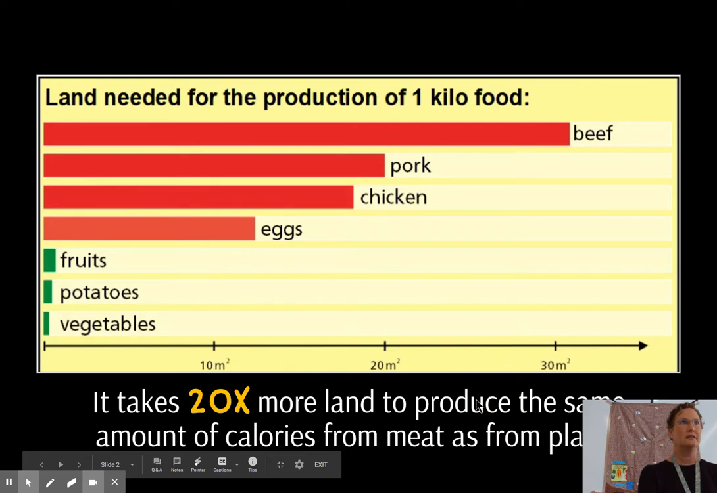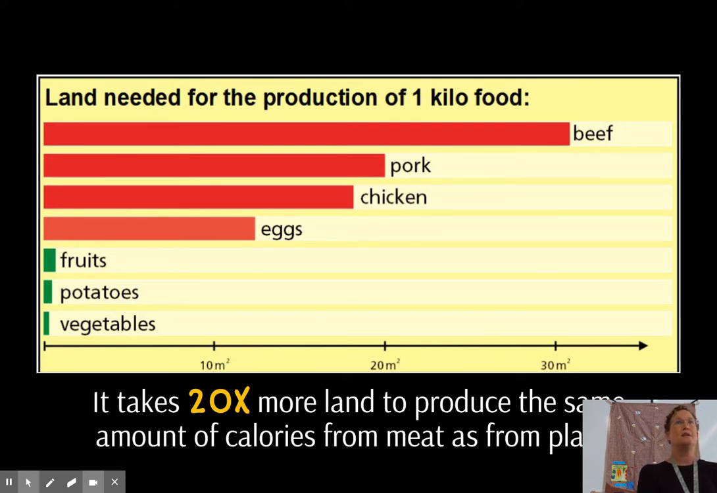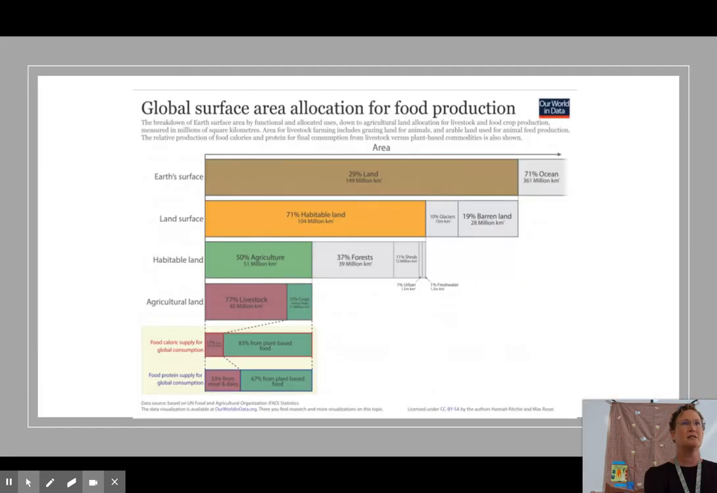So the land needed for the production of 1 kilogram of food. For beef, it takes 30 meters squared. For pork and chicken, it takes a little less. For eggs, it still takes a lot of land, but it takes much less land for fruits, potatoes, and vegetables. So similar to the meat poster, it's the same idea, showing you in a little bit different way. So you're writing down 20 times more land on your lecture notes.